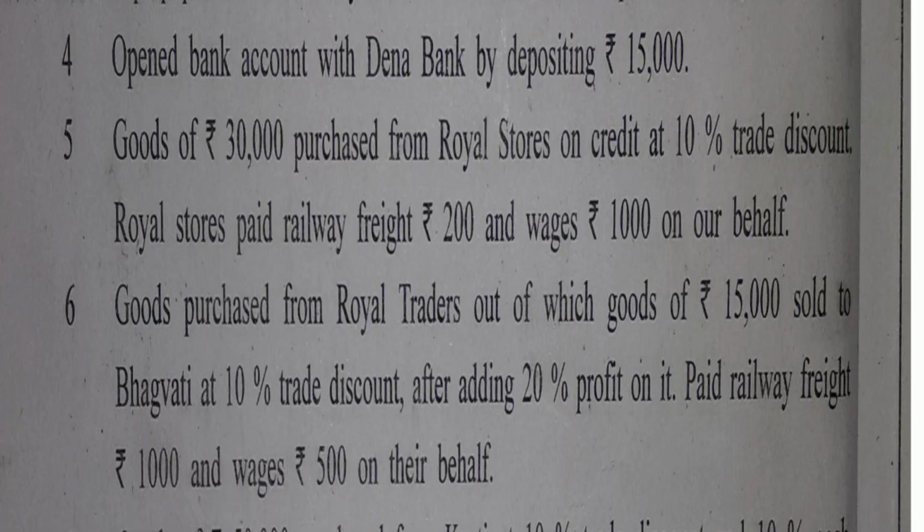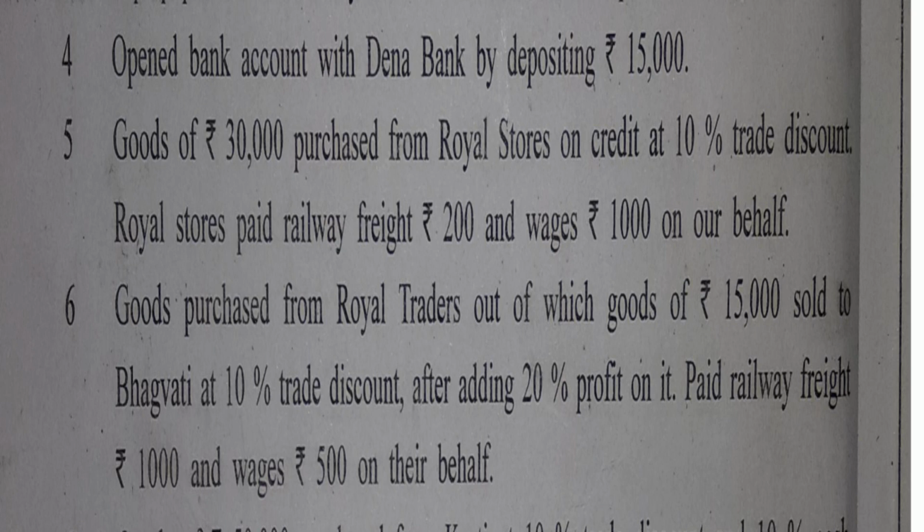Next. Goods purchased from Royal Traders, out of which goods of rupees 15,000 sold to Bhagwati at 10% trade discount after adding 20% profit on it. Paid railway freight 1,000 and wages rupees 500 on their behalf.